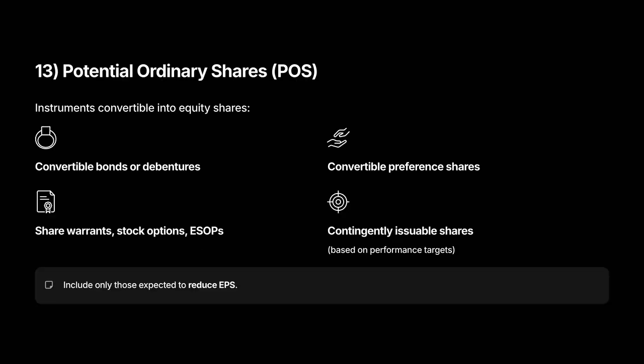13. Potential ordinary shares, POS. Potential ordinary shares include convertible bonds or debentures, convertible preference shares, warrants, employee stock options, and contingently issuable shares based on performance conditions. Only include those that reduce EPS. Exclude any that increase it.